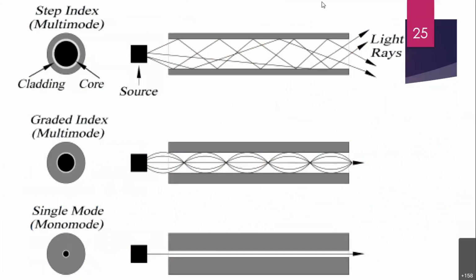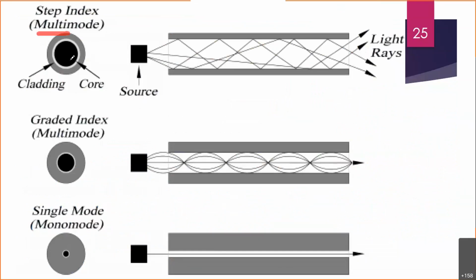Here is the comparison. Step index multimode, I have compared all three optical fiber cases over here. You see step index, this is the source and these are the paths followed inside. Light rays come out at different times, the arrival time is different. And in the graded index, of course, the core diameter is large compared to the single mode. So more modes are possible, and that's why we say it's multi-mode. Both are cases of multi-mode, this as well as this.